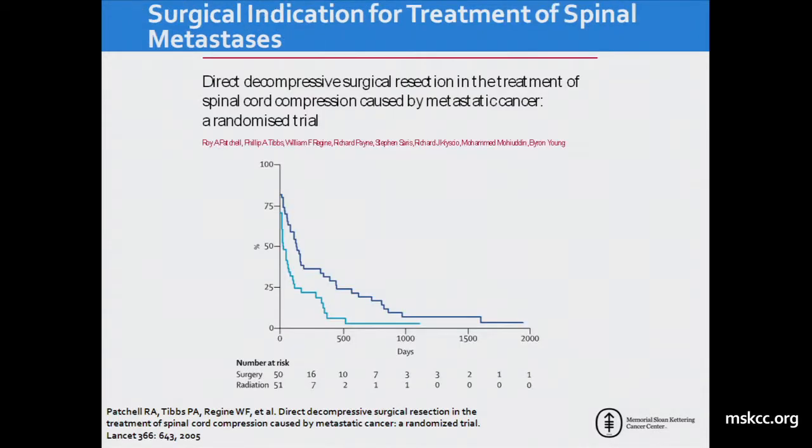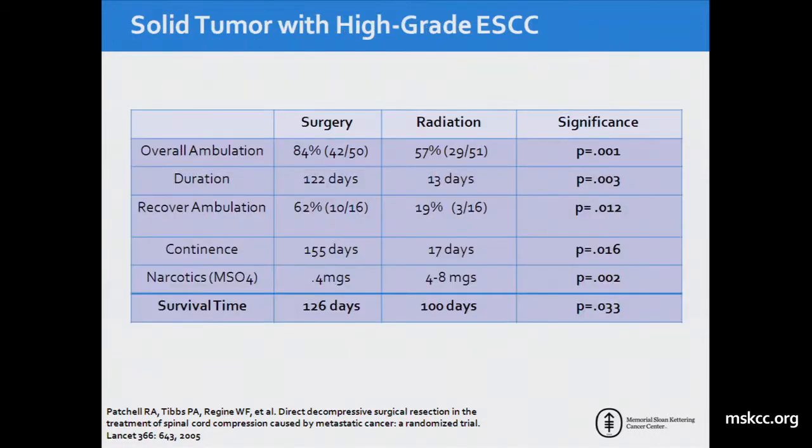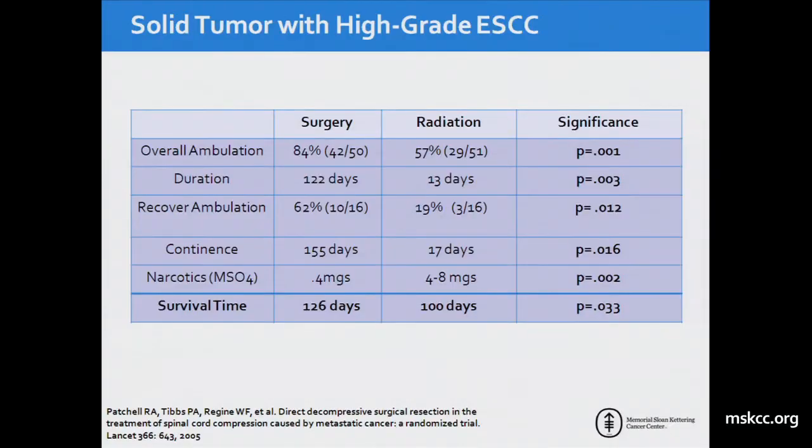The first reason was provided by the Roy Patchell prospective randomized trial, which looked at patients with spinal cord compression secondary to solid tumor malignancies, and the patients were randomized to either undergo conventional external beam radiation as their only treatment or underwent surgery prior to undergoing conventional radiation. And the difference between the two arms was so drastic that the trial was actually stopped halfway through because the surgical arm did significantly better in terms of ambulation, the duration of ambulation, recovery of ambulation, their continence, use of narcotics, and there was even a slight difference in the survival time. So the surgical arm was much better compared to radiation alone.